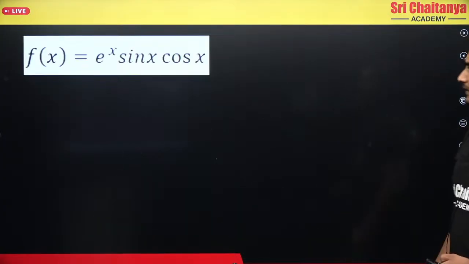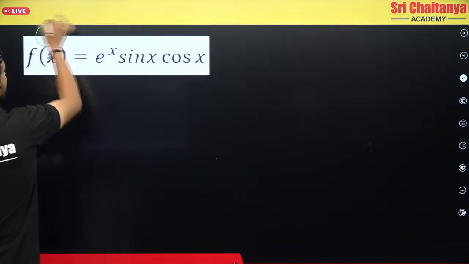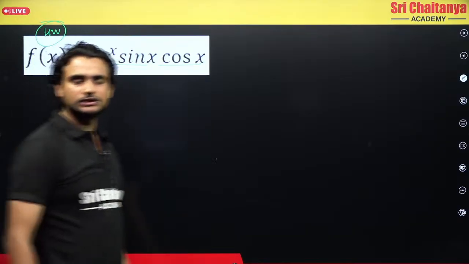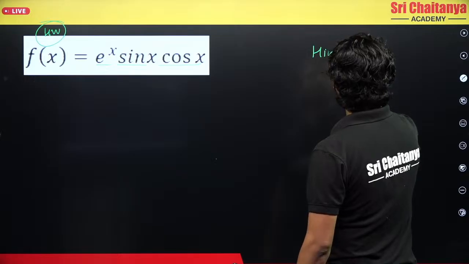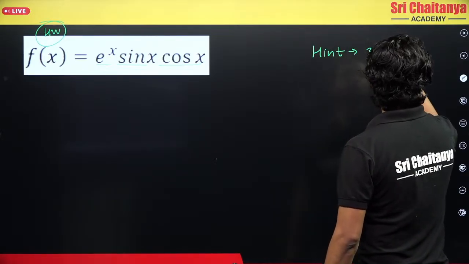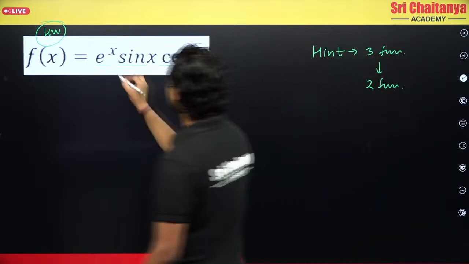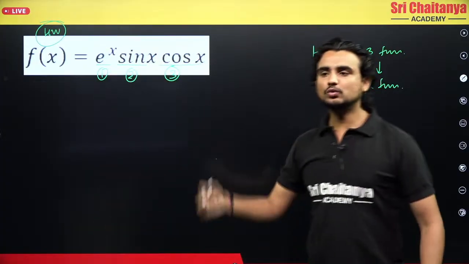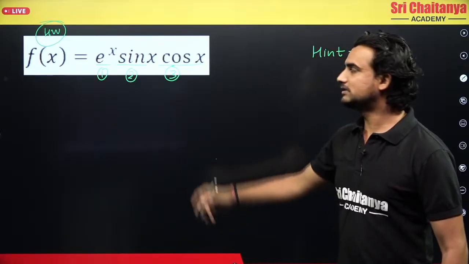Now this is a homework question which I would like to give to you. Please try to solve this question. Here we have three functions, 1, 2 and 3. I will give you a hint. The hint in this question is that you try to convert these three functions to two functions. I have three functions, no? You try to convert any two of these three to one function, and then you can easily apply the product rule. So this is the homework question.